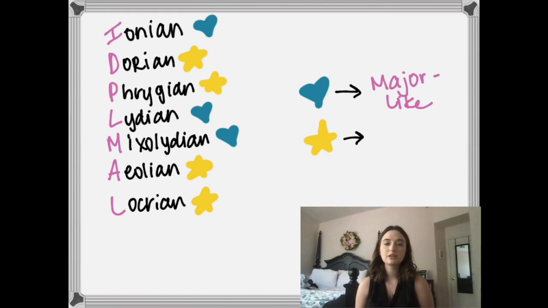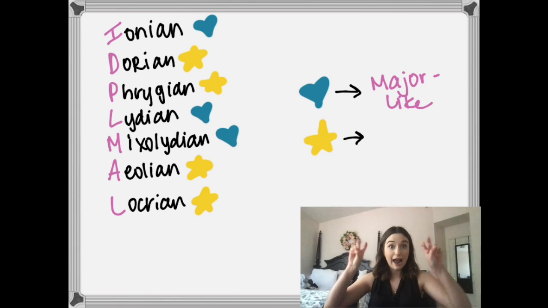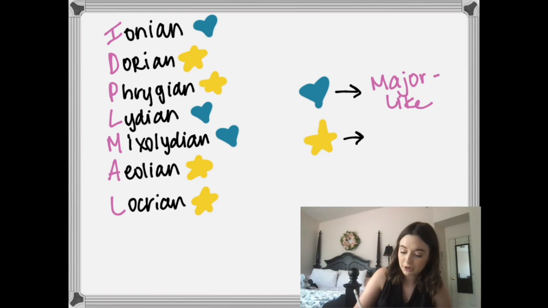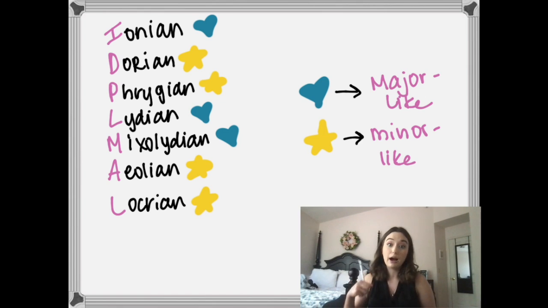So if you want to go back to the psychological things of what makes something sound major and what makes it sound minor, if I hear a scale and it sounds happy, it's major-like. If it sounds weird and funky and kind of minor-ish, that's what these stars are. So the hearts are major-like, the stars are minor-like. In your notes, you can write major-like, minor-like, or you can make a key like I did. This will definitely help you when we start doing some examples.